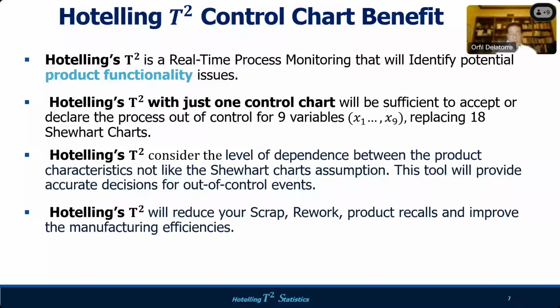The next bullet point is consider the dependence. We talked about the level of dependence between the product characteristics. The last benefit is that it will reduce scrap, rework, product recalls, or complaints, and improve manufacturing efficiencies too. It's very useful, really, the T-square. That's why I put it into my core inspection tools as a support.